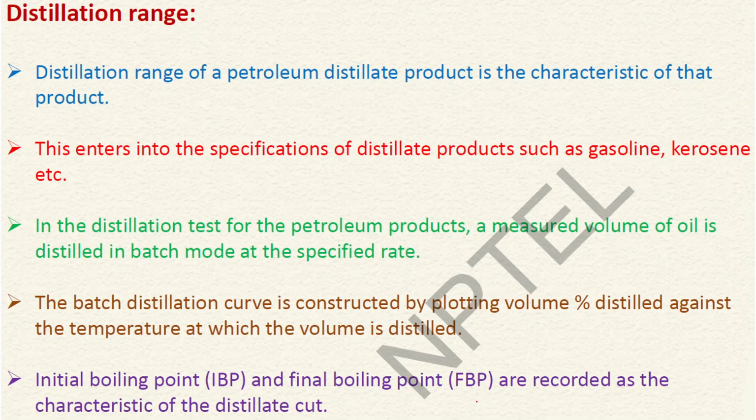Coming on to the distillation range. So basically, the distillation range of a petroleum distillate product is the characteristic of that product. Basically, this is the main characteristic of a. Just a second.